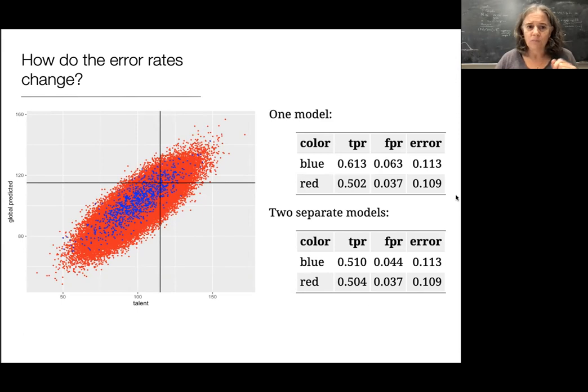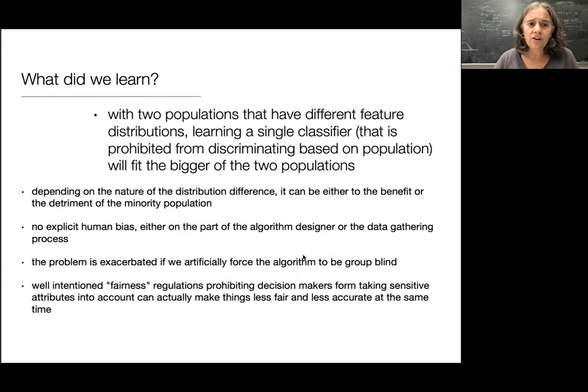So what did we learn here? We learned that when two populations have different feature distributions, learning a single classifier will fit the bigger of the two populations. So it's this dominant class behavior that allows the model to understand what's happening in the dominant class much more clearly than it understands what's happening in the minority class.